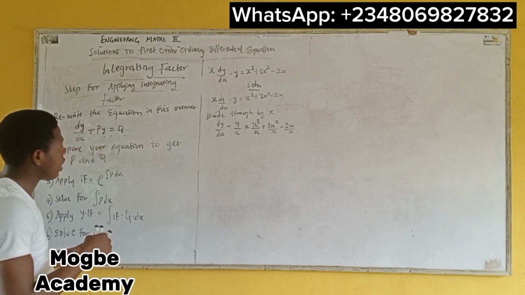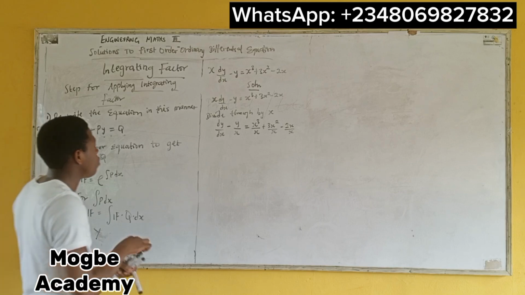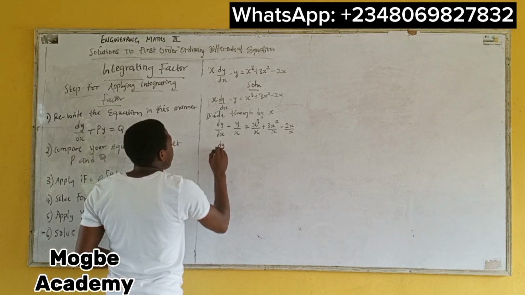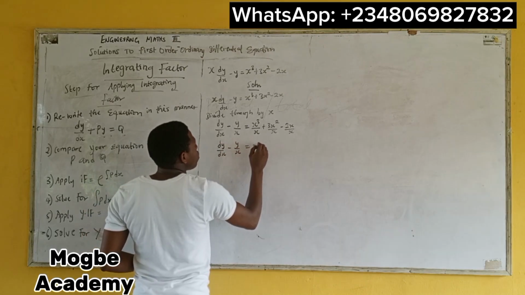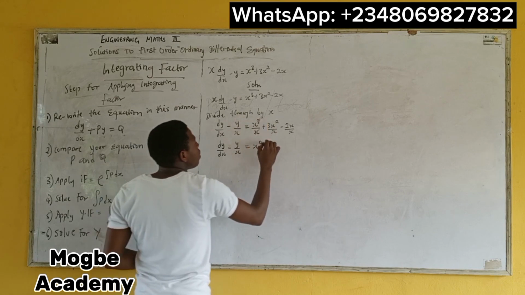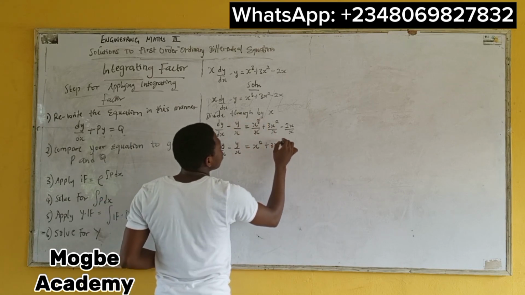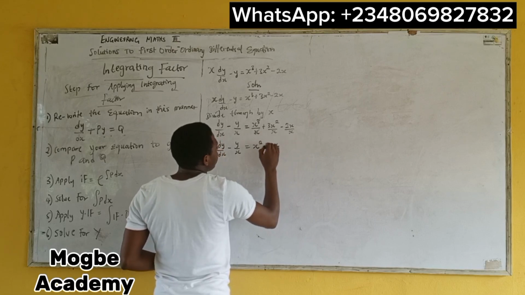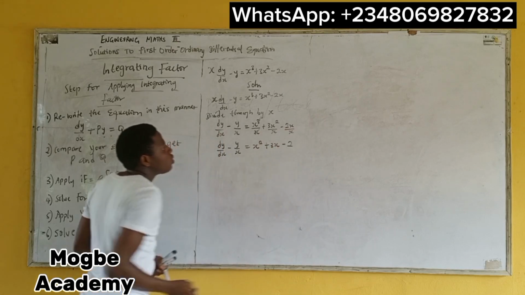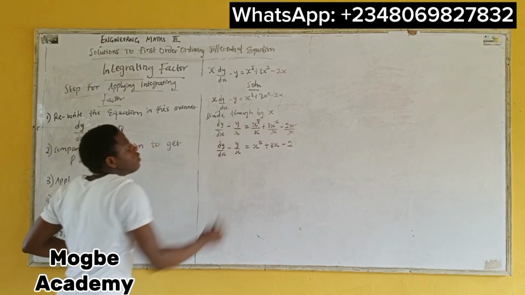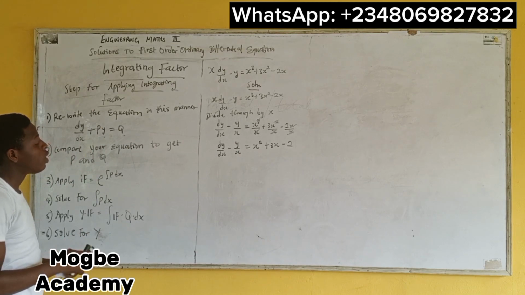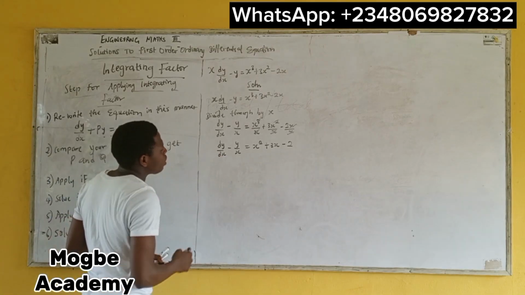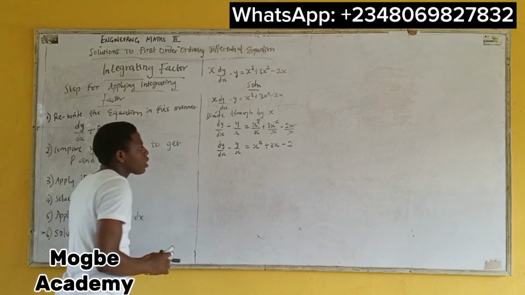So if you have this, what can we do next? We can cancel out x on the other side of the equation and we will be left with dy over dx minus y over x equal to x raised to the power of 2, cancel one of this, plus 3x raised to the power of 1, so we can leave it as 3x, minus 2, because this will cancel this, this will cancel one of this. You understand? So we have dy over dx minus y over x equals x squared plus 3x minus 2.